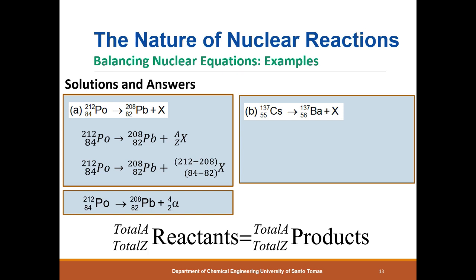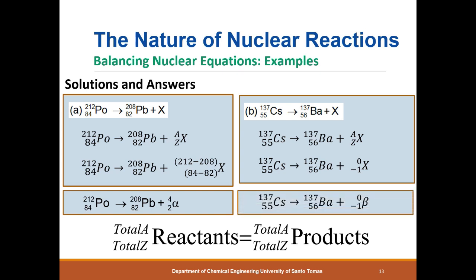Another case is the conversion of cesium-137 to barium-137. In this case, the mass number is the same on both sides of the equation, but the atomic number of the product is one more than that of the reactant. Thus, X must have a mass number of 0 and an atomic number of -1, which means that this is an electron, represented by 0, -1, beta. Enclosed here is the balanced equation for the said nuclear equation.